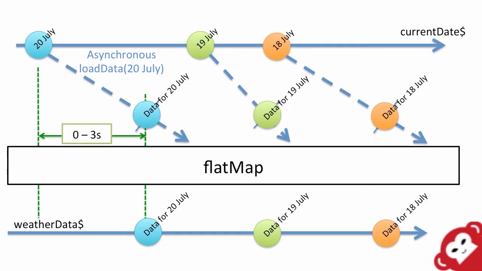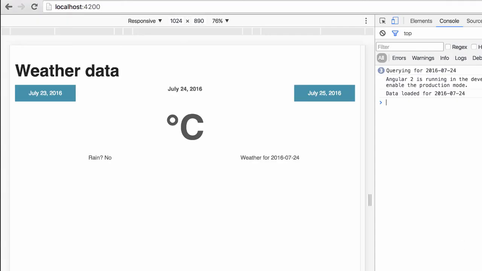Here's what flatMap does. It subscribes to an observable that emits asynchronous processes, and in turn it emits what these processes themselves have emitted, in our case the weather data. Let's look at this in the browser. You can see the logs when data is being loaded, and when it stops loading, it gets displayed in the view.